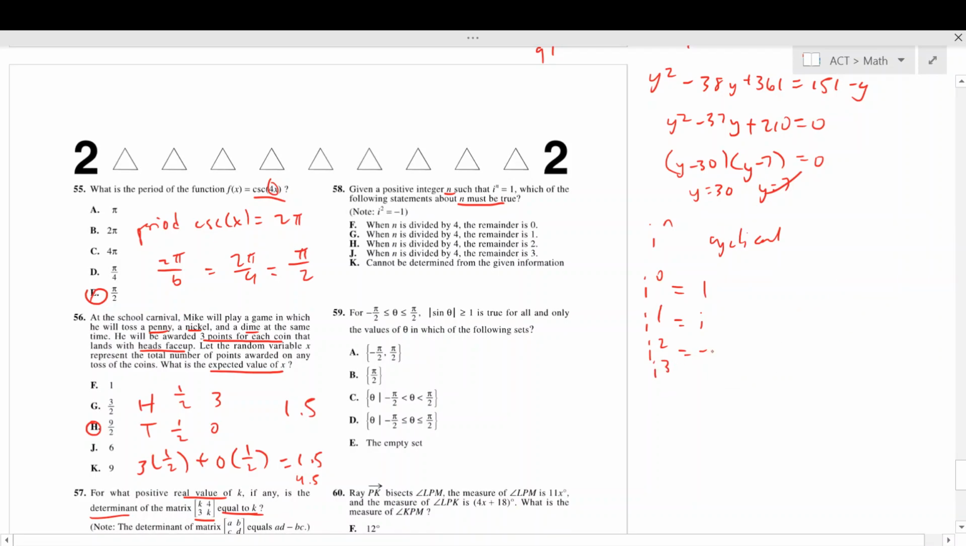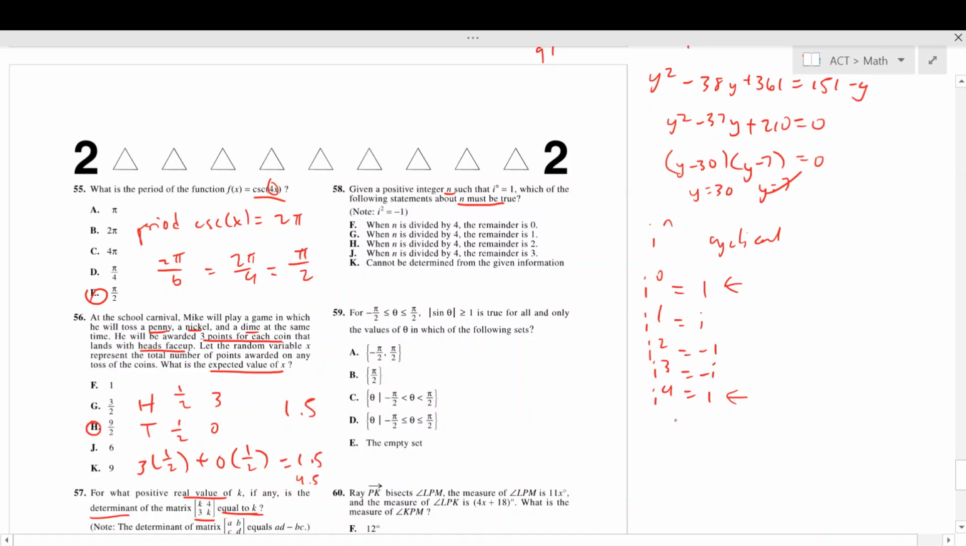i cubed is negative i, and then i to the 4 would be negative i times another i. That would just be 1. So you see here, we started at 1, and now we're back to 1. So this is going to repeat forever and ever. i to anything will always be 1, i, negative 1, or negative i. So the question is, i to the n equals 1. Which of the following about n must be true? When n is divided by 4, the remainder is 0. So you see here, when we do 0 divided by 4, there is no remainder.